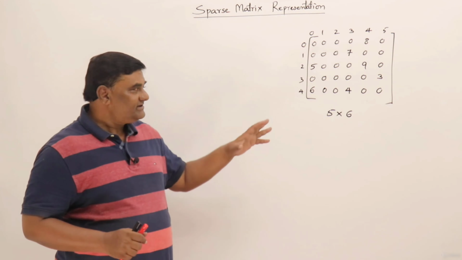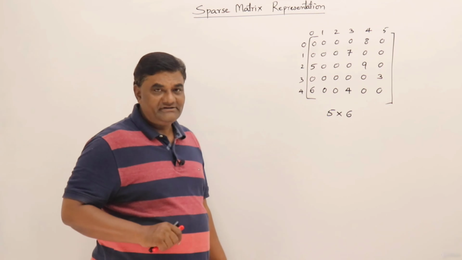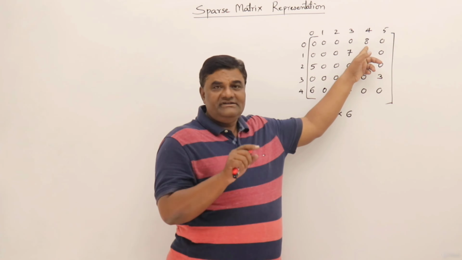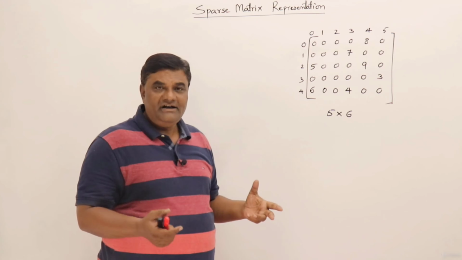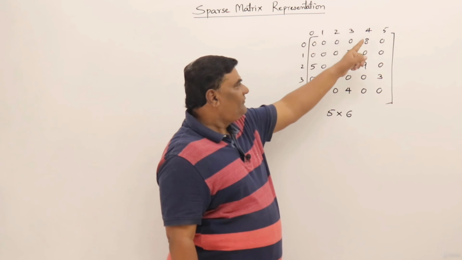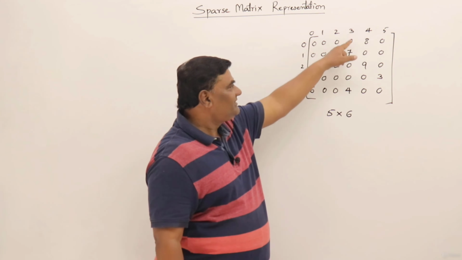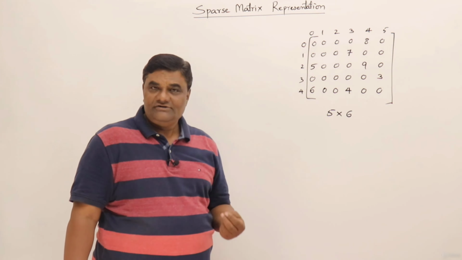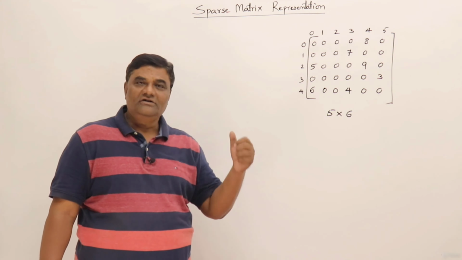So for representing a sparse matrix, we want to avoid storing zeros. We want to store only non-zero elements. For example, if I take this element, this is non-zero. So for representing it, we should know what is that element, and also we should know where it is in the matrix. So for that, I should know the row number and column number. So 0, 4 is 8, and this 7 is 1, 3. First row, third column, value is 7.